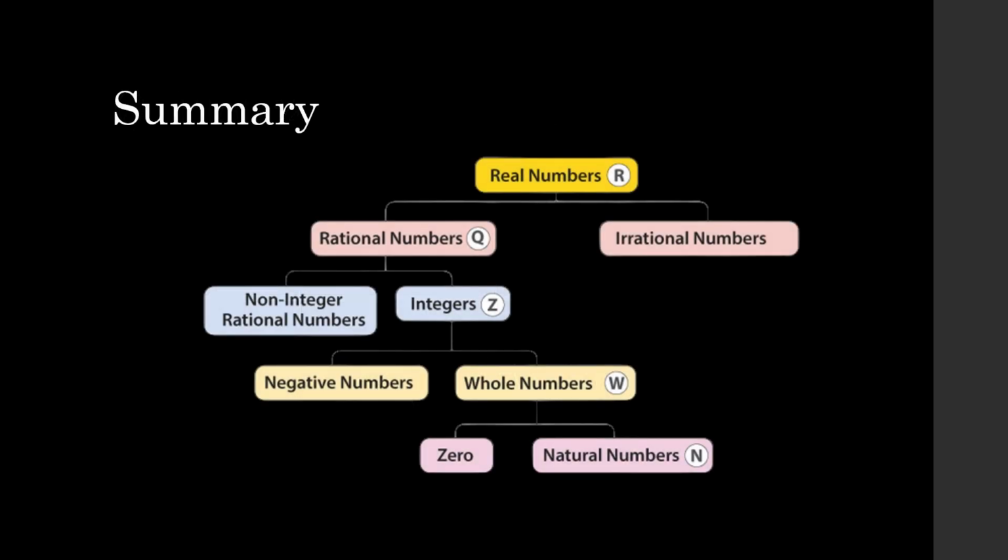So let us have a summary of what we have learned till now. We classify real numbers into two, rational numbers and irrational numbers. Rational numbers are further categorized into integers and non-integers. Integers means positive numbers, 0 and negative numbers. Non-integer numbers are decimal numbers or numbers which can be expressed as fractions. Integers can be further classified into negative numbers and whole numbers. Whole numbers are further classified into 0 and natural numbers. And natural numbers are nothing but positive numbers. So this is the summary of real numbers.